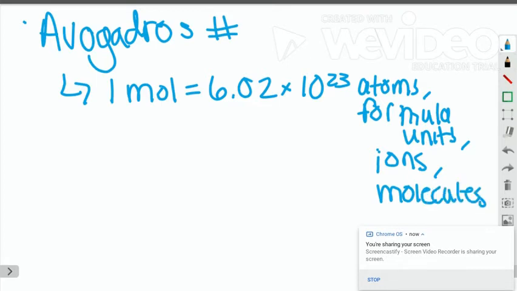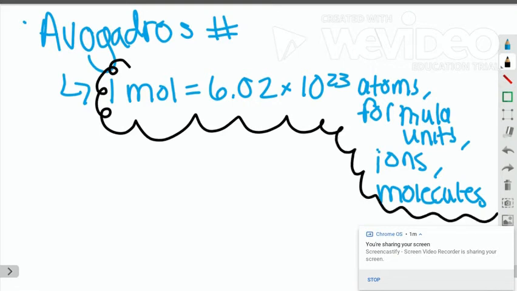So if you see any of these things like atoms, formula units, ions, and molecules, it will be in either a question and you'll have to convert it to moles, or it'll be asking you to convert moles to atoms or formula units, ions, or molecules. So this is called a conversion factor, and we will use this a lot in this unit.